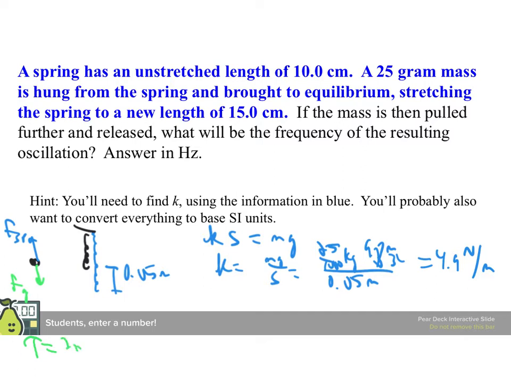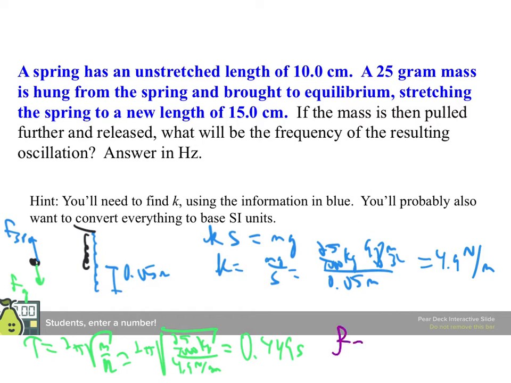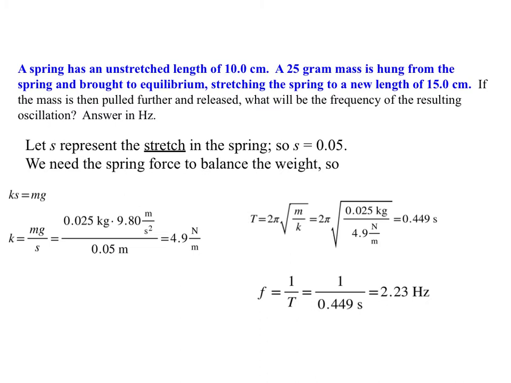So the period is 2 pi root m over k, which is 2 pi root of 25 thousandths of a kilogram over 4.9 newtons per meter. This is 0.449 seconds, which allows us to then find the frequency pretty easily, because the frequency is 1 over the period, so it's 1 over 0.449 seconds, which is 2.23 hertz. And here it is written out a little bit less messily.